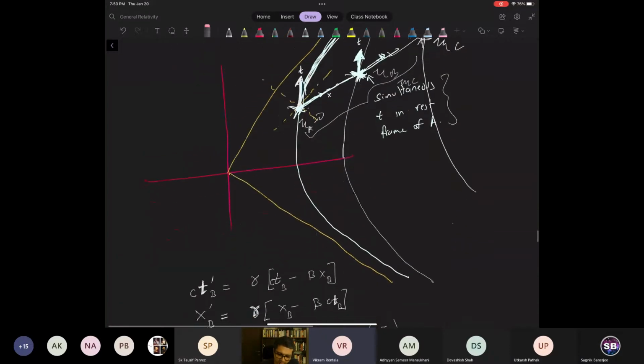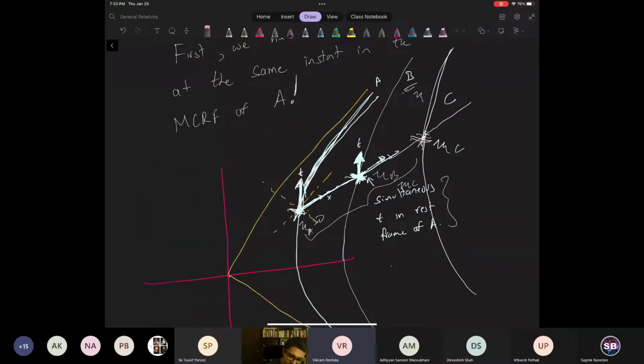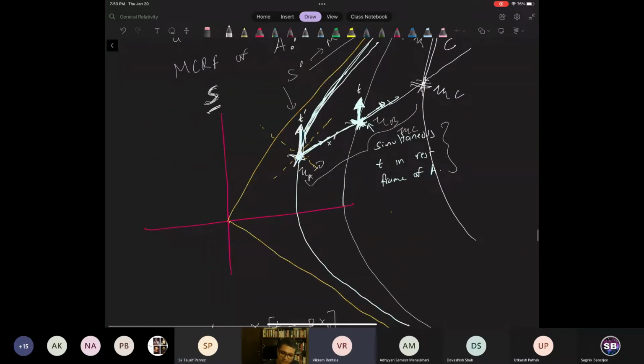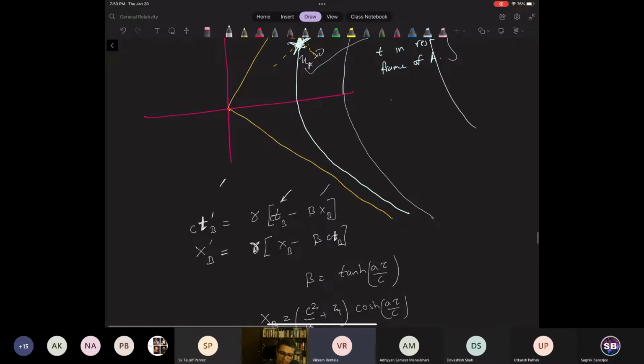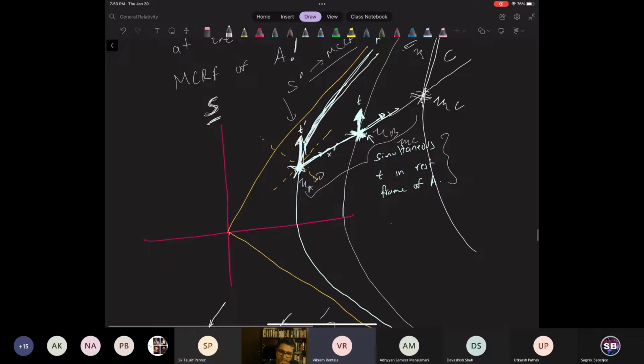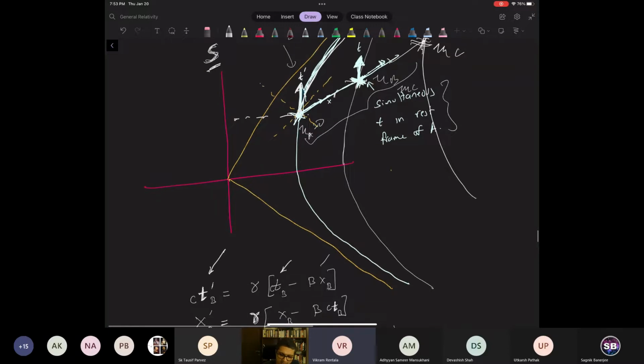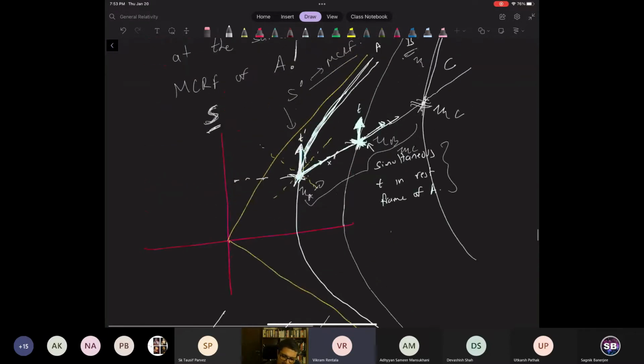So what we'll do is, sorry, I just switched notation when making this note. So I'd call this T prime and X prime. The rest frame of A here I'm calling S prime, and the original inertial frame I'm calling S. So the prime coordinates are with respect to the MCRF of A. Now basically what I want to do is switch from the coordinates of S, which are X and T coordinates, to a frame T prime, which is the rest frame of A, at some instant of time as measured in the frame S. At this instant of time as measured in the frame S, I will assume that A has a velocity which is tanh(A tau by C).